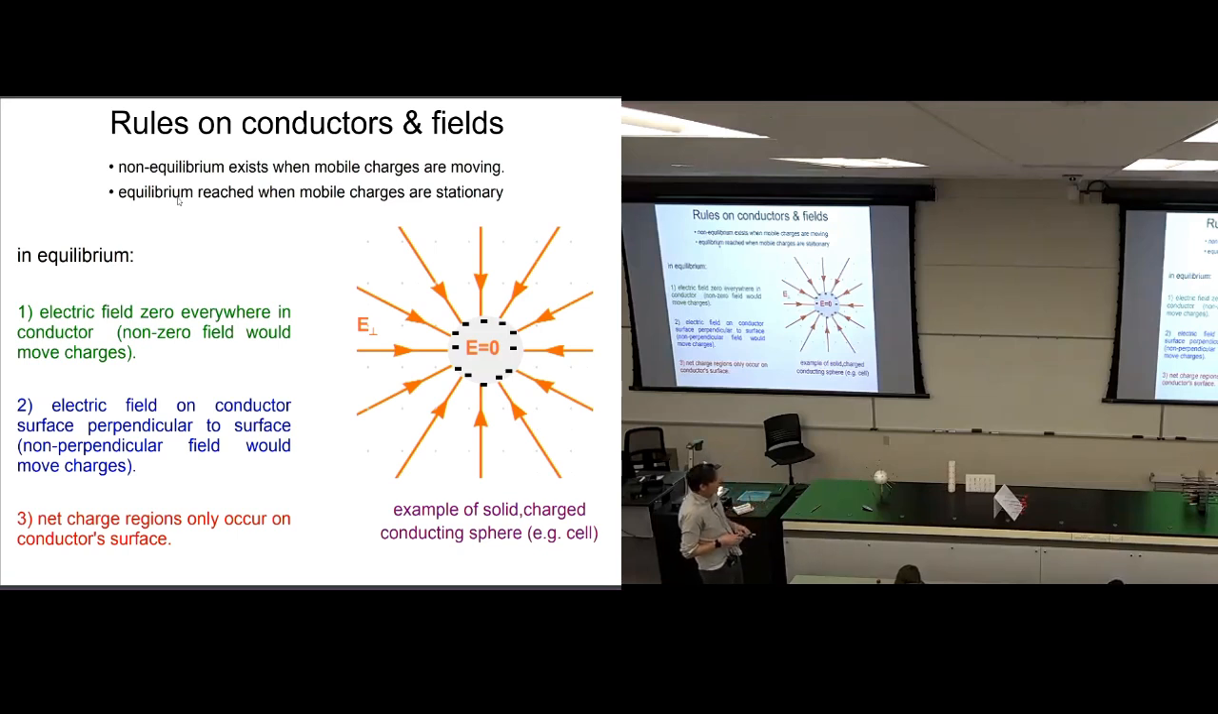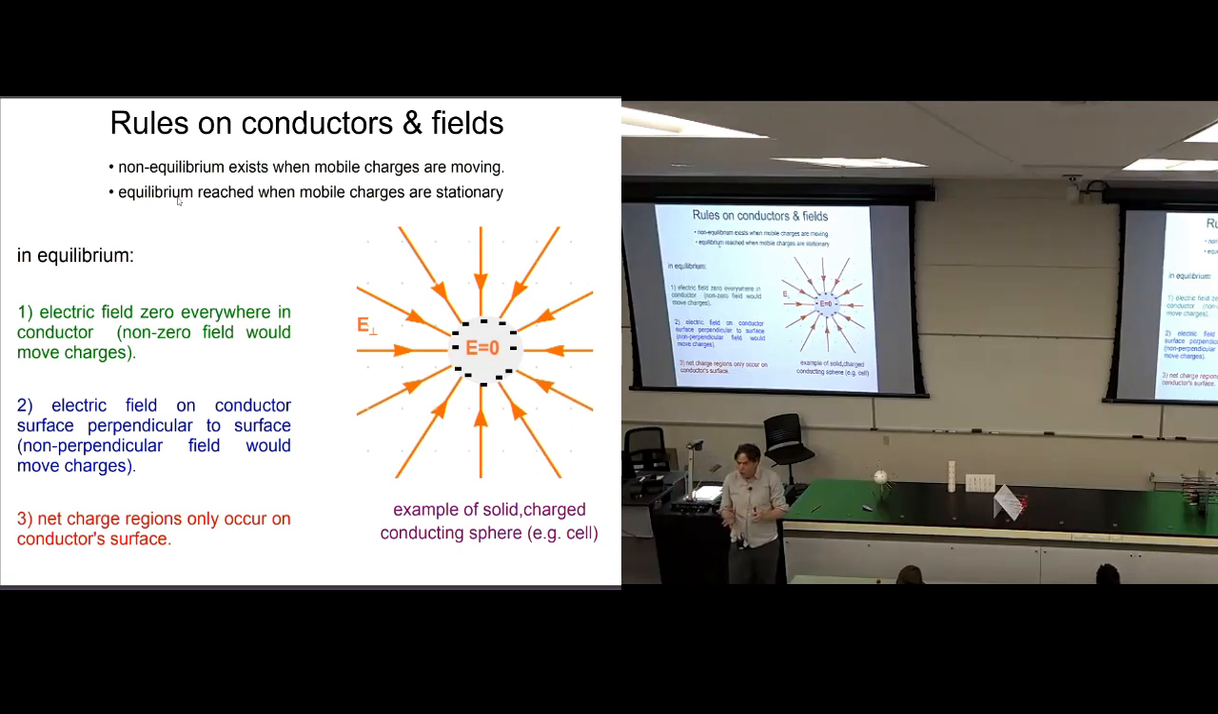Inside a conductor that's in equilibrium, firstly, rule number one is that the electrical field is everywhere inside the volume of the conductor. So maybe that conductor is a metal, or maybe it's salt water. Everywhere inside is going to be zero. The electric field is going to be zero. So that's a rule for conductors in equilibrium.